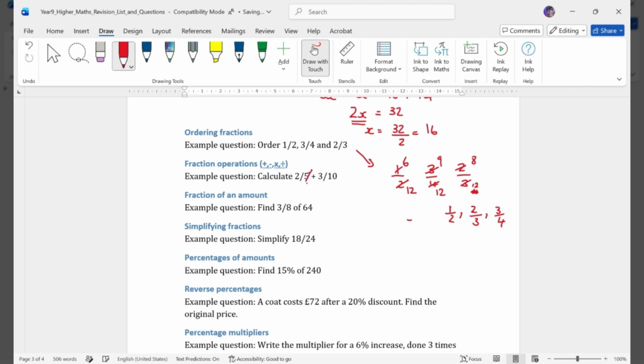Bottom number is the same. Don't want 5. Let's double it to 10, so it's the same as this, but we also need to double the top. So we end up with 4 over 10 plus 3 over 10, which equals 7 over 10.